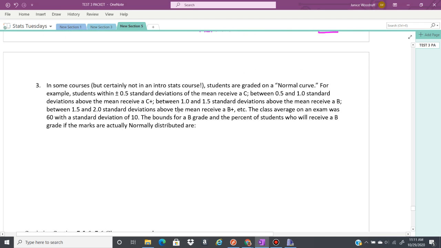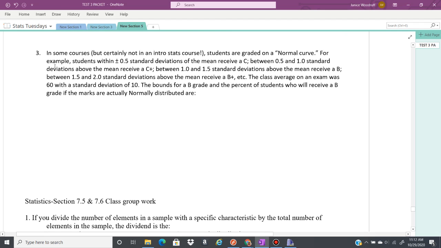So in some courses, students are graded on a normal curve. I have never done this. So for example, students within 0.5 standard deviations of the mean will get a C. Between 0.5 and 1 standard deviation will receive a C+. 1 and 1.5 will be a B plus, 1.5 and 2, et cetera, et cetera. So the class average on an exam was 60 with a standard deviation of 10. The bounds for a B grade and the percent of students who will receive a B grade if the marks are normally distributed are what?